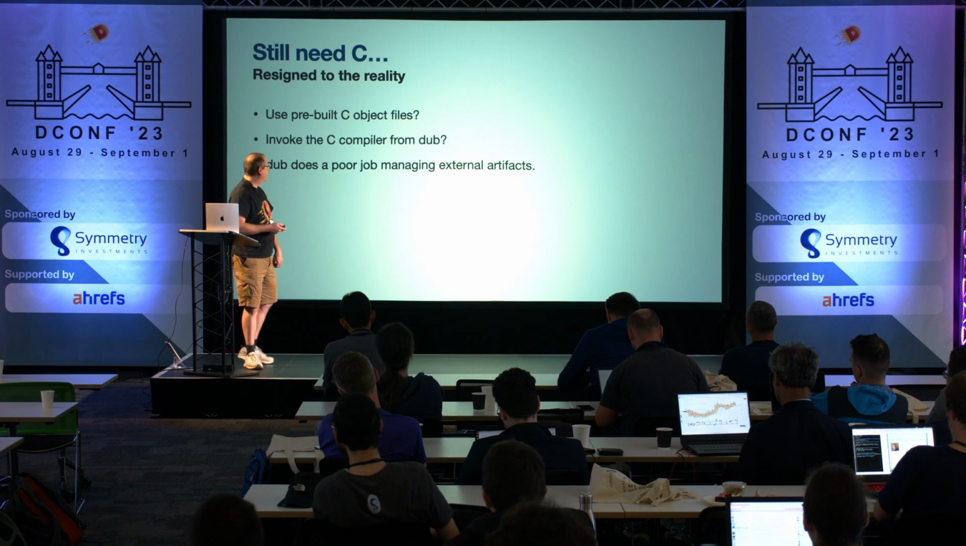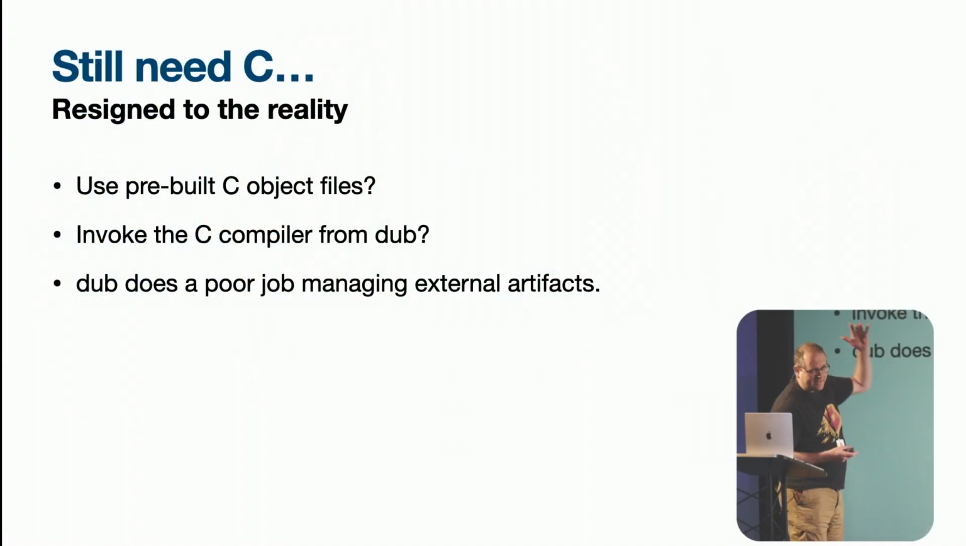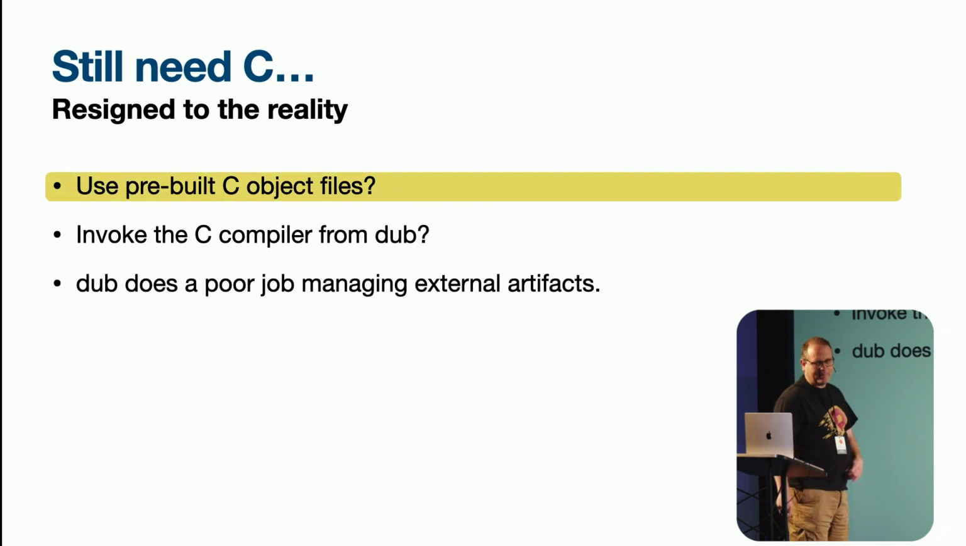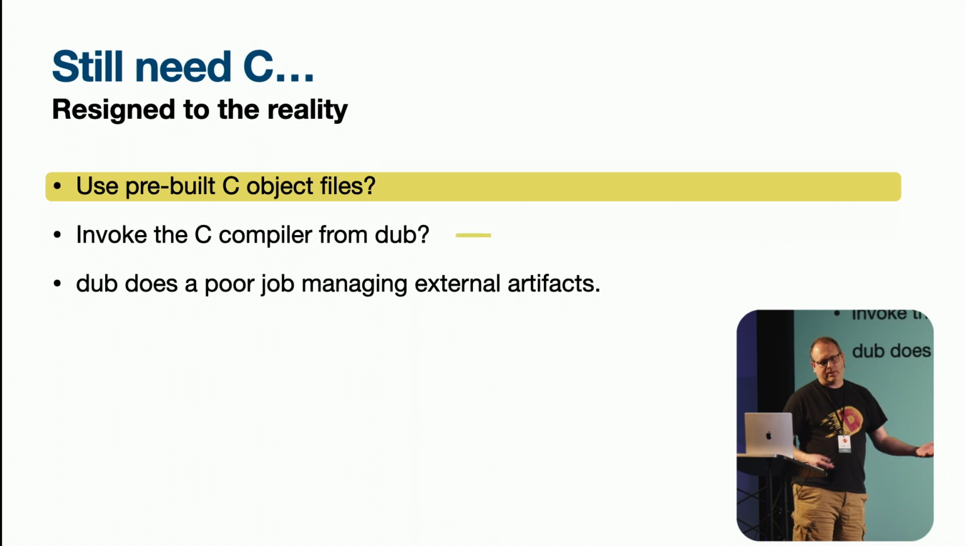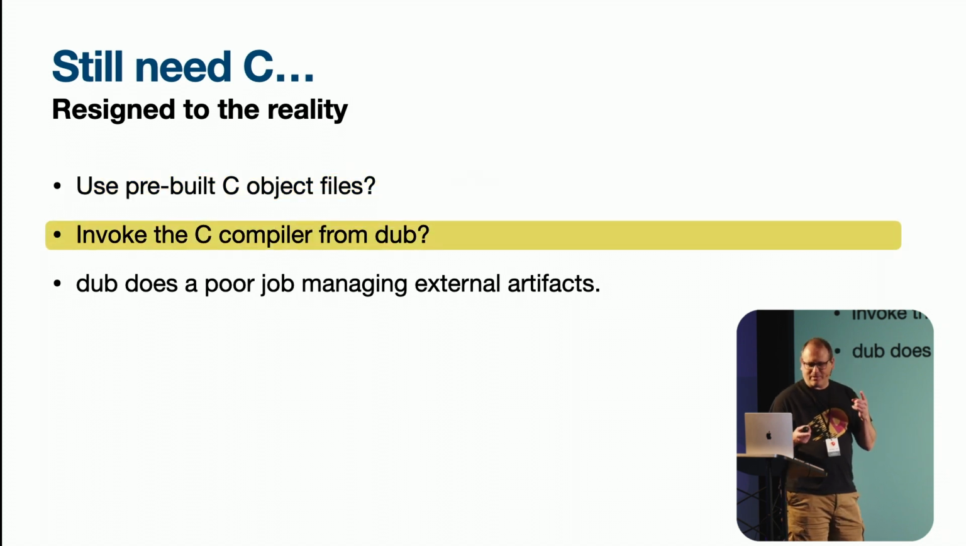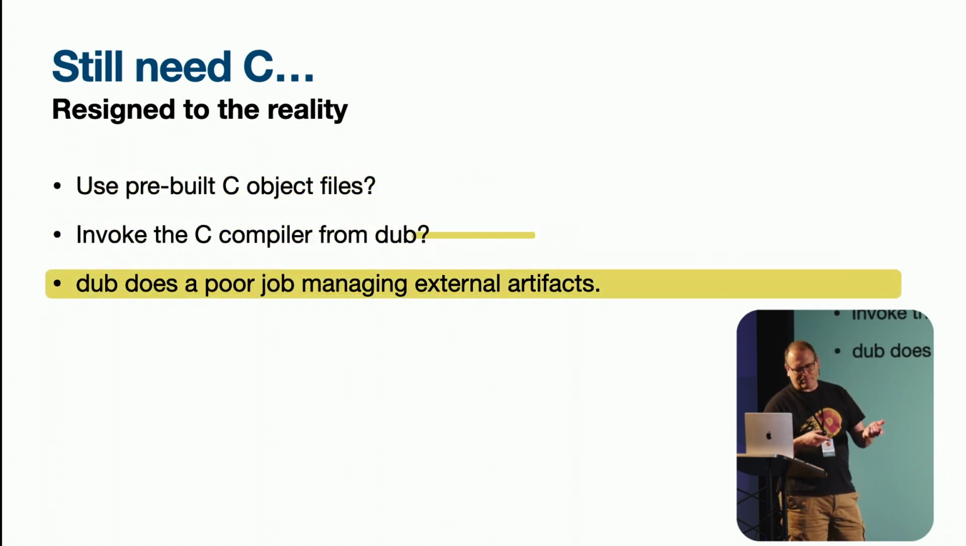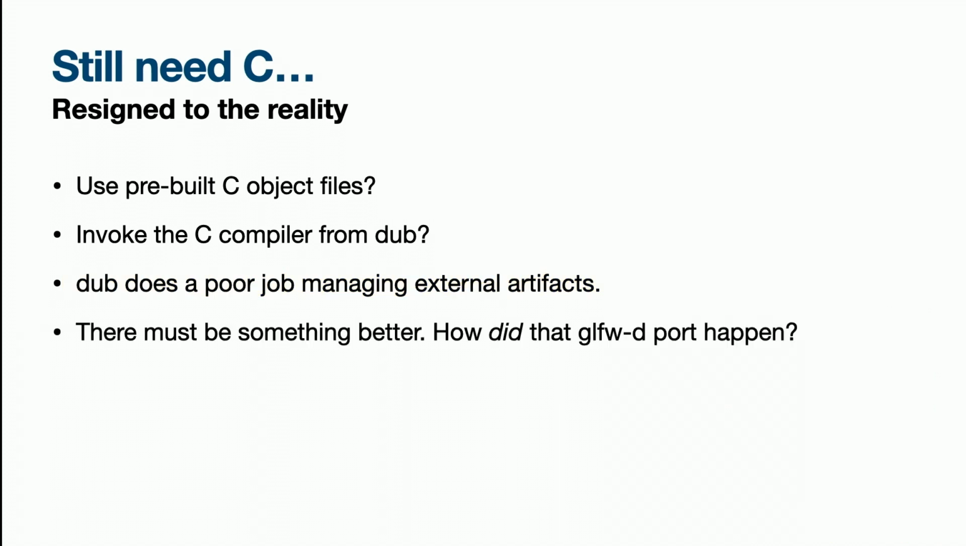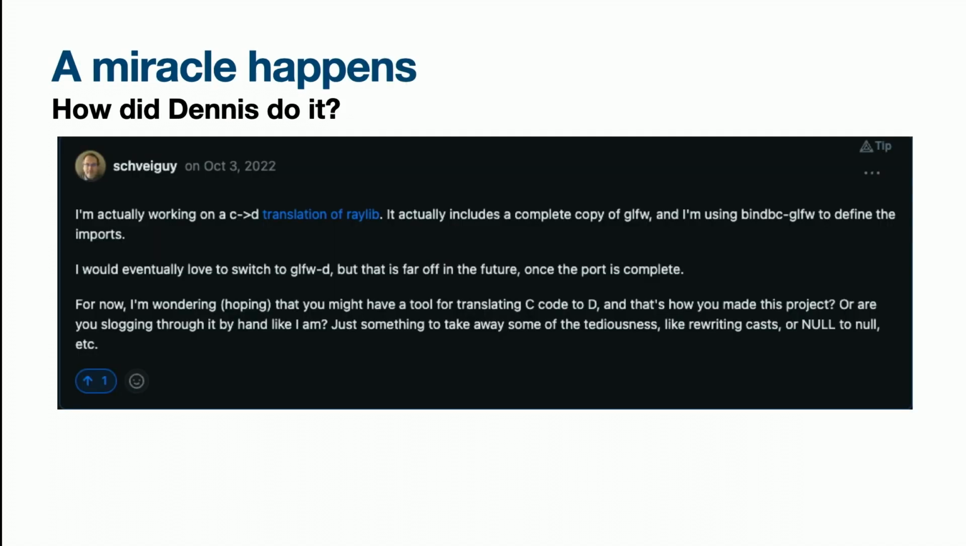I'm still working. So I'm resigned to the reality that I'm going to have to use pre-built C object files, or maybe invoke the C compiler from Dub. But Dub does a very poor job managing external artifacts, I think, still, right? There's no movement there yet. There must be something better. How did that glfwd port happen? So now a miracle happens.